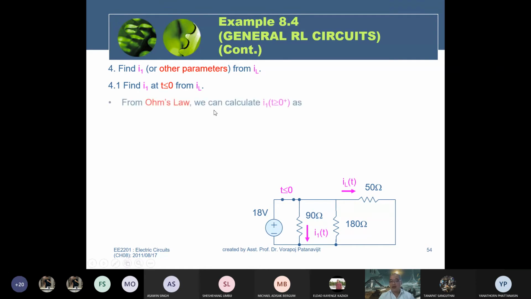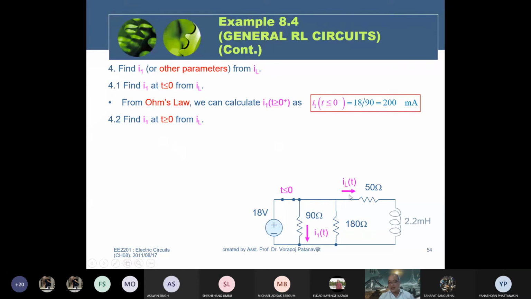Now, for time less than 0, from Ohm's law, you know that the voltage across this terminal equals 18. Therefore, I1 equals 18 divided by 90. For time less than 0, I1 equals 200 milliamp. But for time greater than 0, it's a little bit complicated.